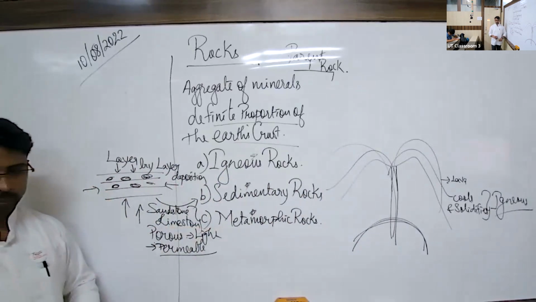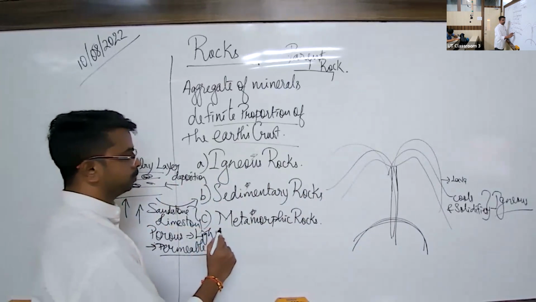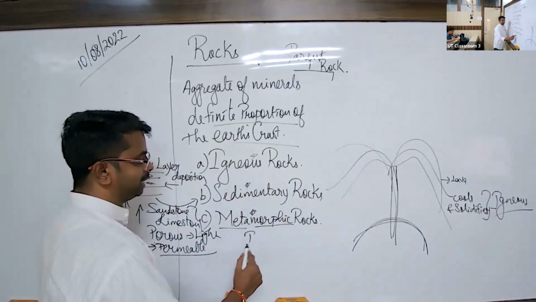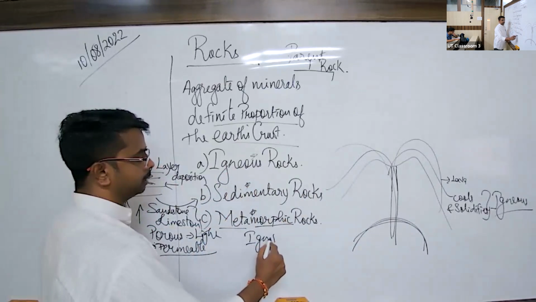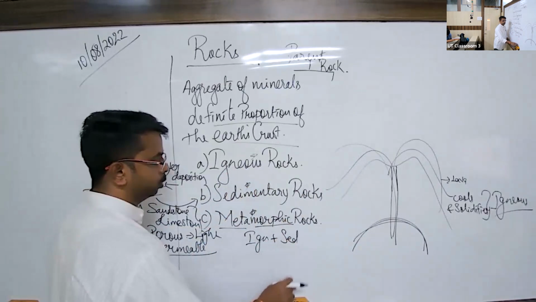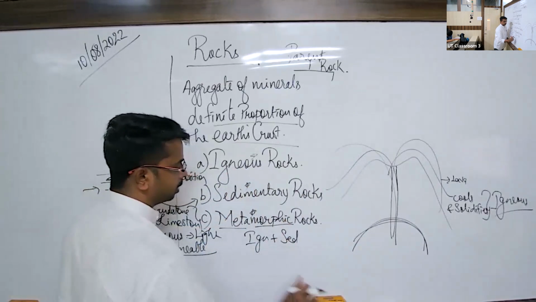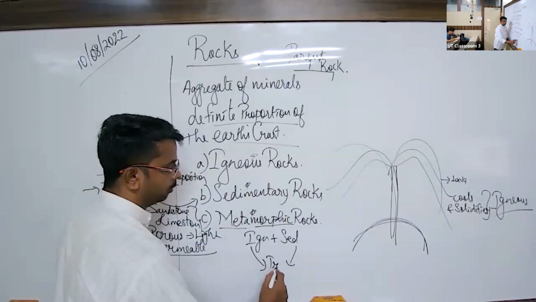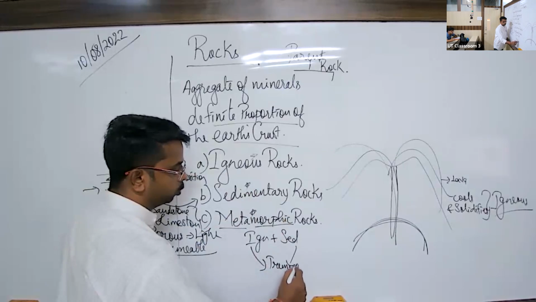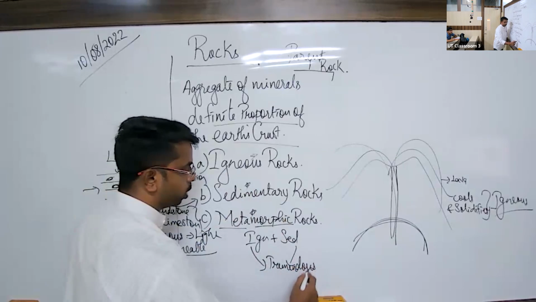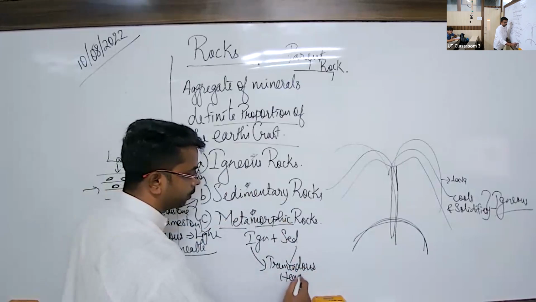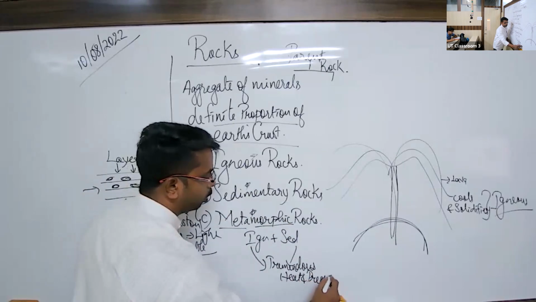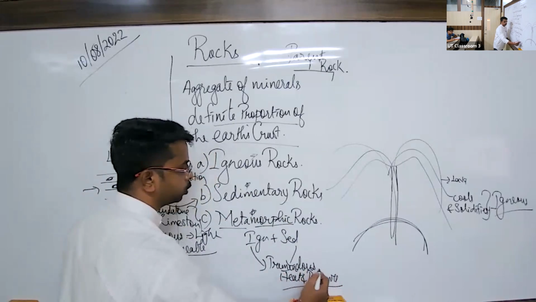And the last rock, we said the word metamorphic. The word is metamorphic. I said both igneous and sedimentary, when they are exposed to tremendous heat and pressure. Now the $1 million question, where does this heat and pressure come from?